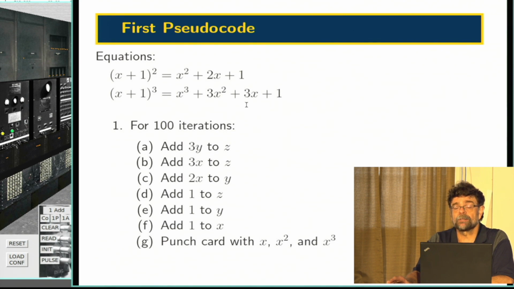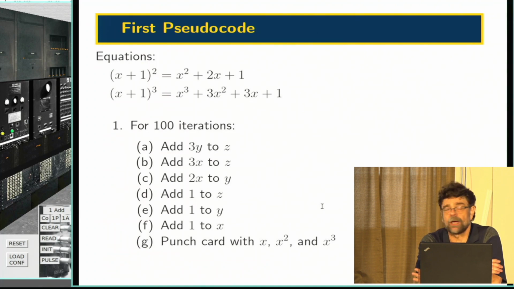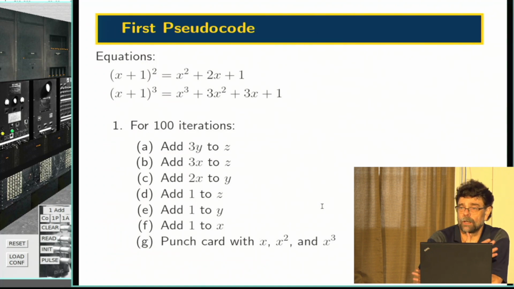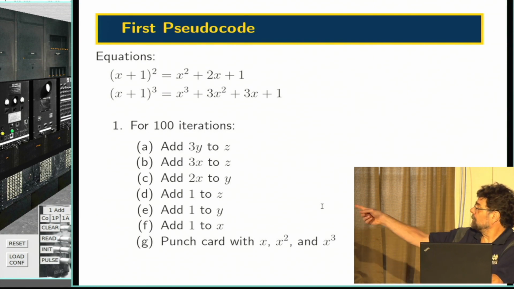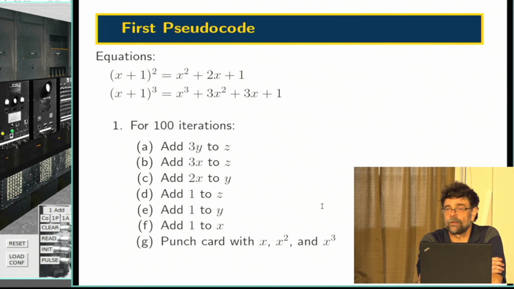Our B step is this addition that follows it, where I'm adding 3x to it. Then step C is this addition in the first equation, where I'm adding 2x to the x squared. And then I need to add the 1's, both to y, z, and to x. And so those are steps D, E, and F. And then once I've got the data updated, I just punch the card. So far this looks a lot like what you would do if you were to sit down and write a program to do this in a modern language. You would probably have statements that look very much like that pseudocode there.